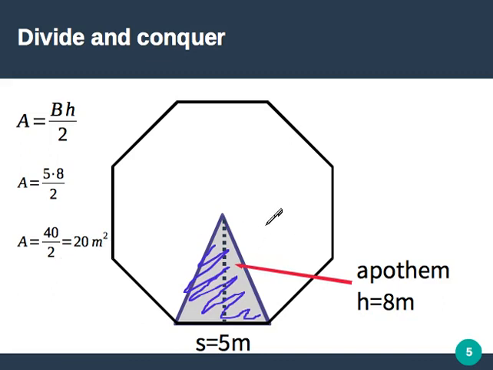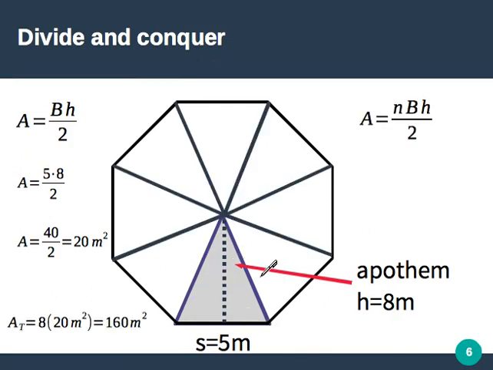Now, what's going to be next? That's why I placed here on the top, divide and conquer. That's going to be the strategy to get the area of this full shape. So I divided this whole thing into little triangles, and each triangle is exactly the same as the next to it, so they're all the same. All of the triangles are the same.